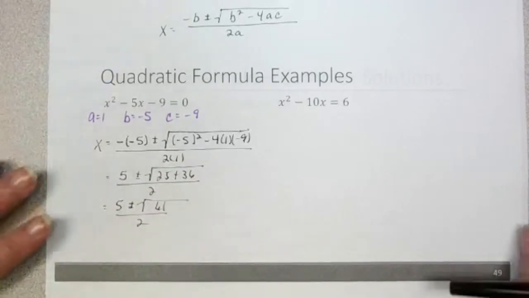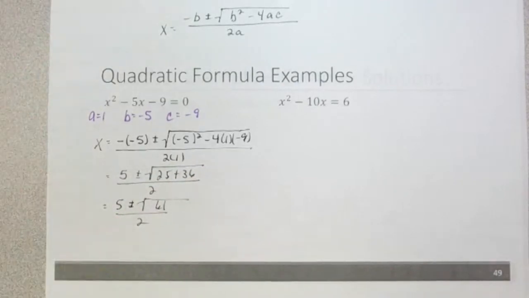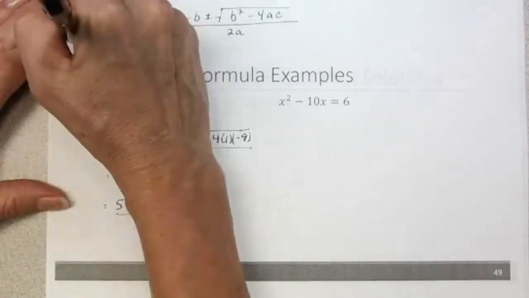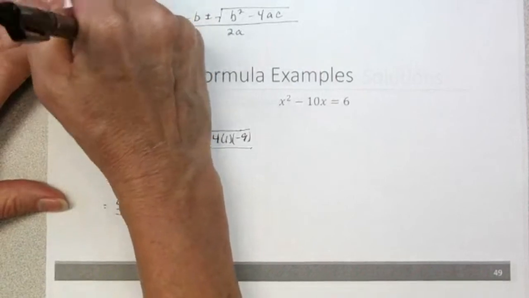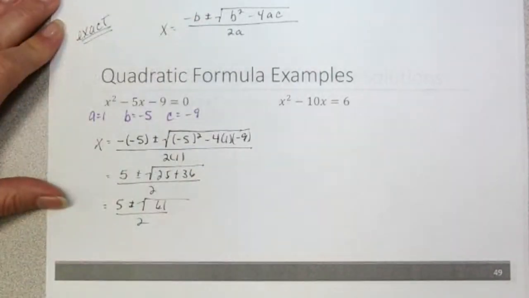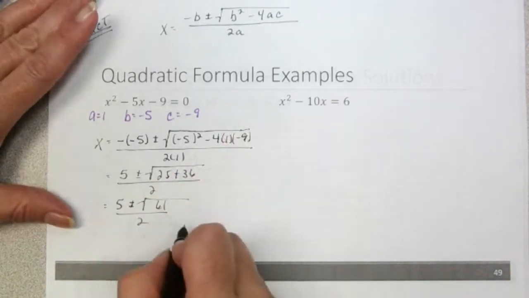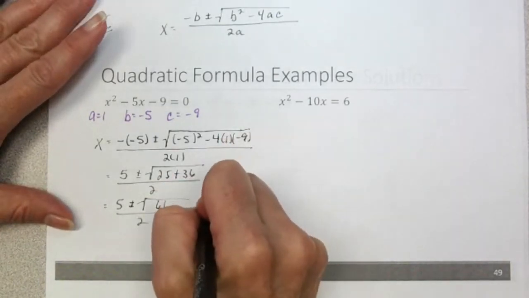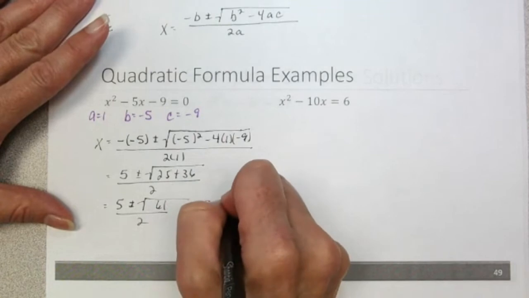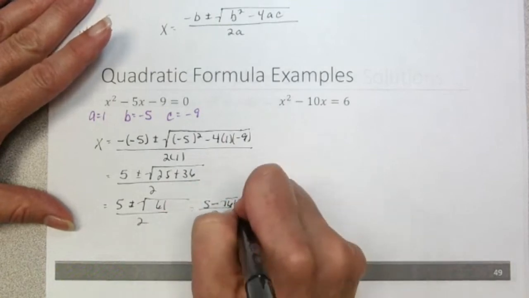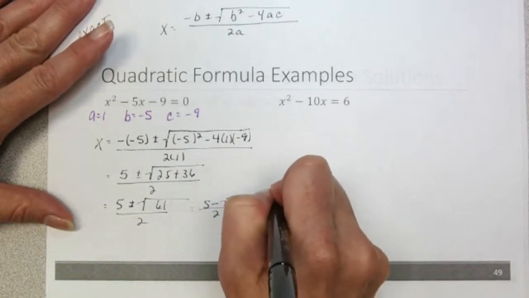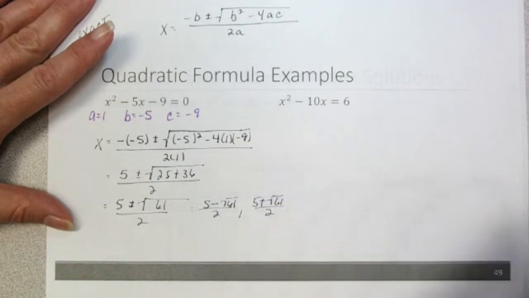Okay, now, that's fine like that. My Open Math may ask you to put these in as 2 separate answers. If you see the word exact, give an exact answer. If it says that, you want to leave your radical. If it doesn't, you could estimate a decimal. So as 2 answers, this is going to be 5 minus the square root of 61 over 2, or 5 plus the square root of 61 over 2.